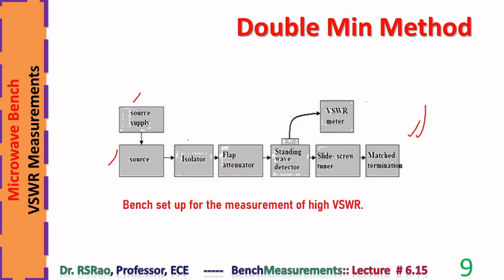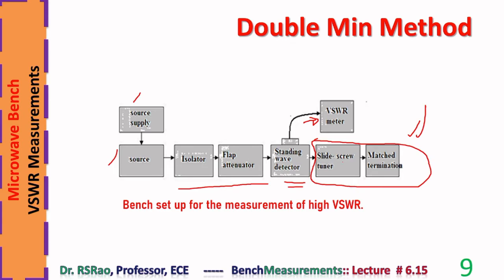Source supply. The source can be a reflex klystron or a gun oscillator. The source is always followed by an isolator and an attenuator. Then comes the standing wave detector. The tunable probe output is connected to the VSWR meter. The standing wave detector is terminated with a slide screw tuner and matched termination combination.